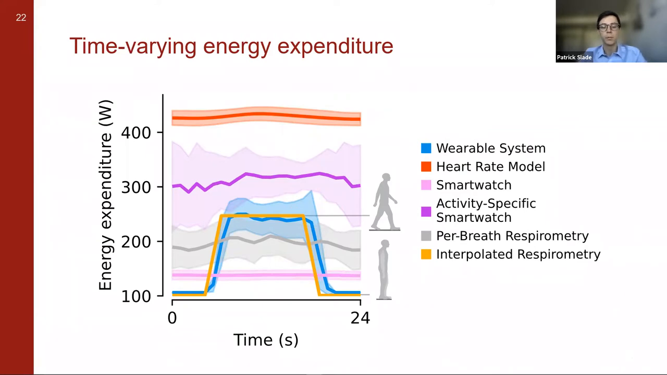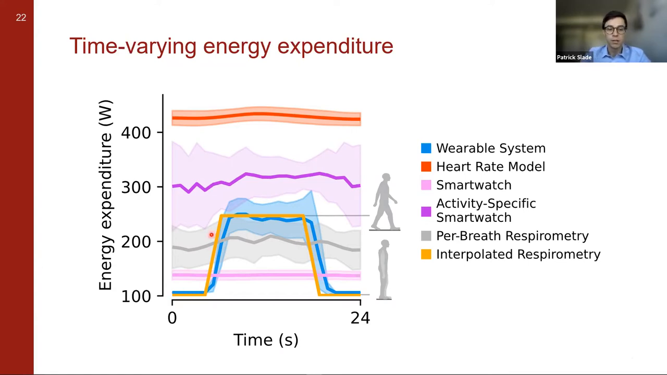And this is important to be able to capture because about 40% of the steps we take each day are in short bouts of walking of 20 steps or less. So 40% of the total steps we take are in these short bouts. We want to be able to accurately estimate energy expenditure for those bouts in order to understand how much we're using throughout the day.